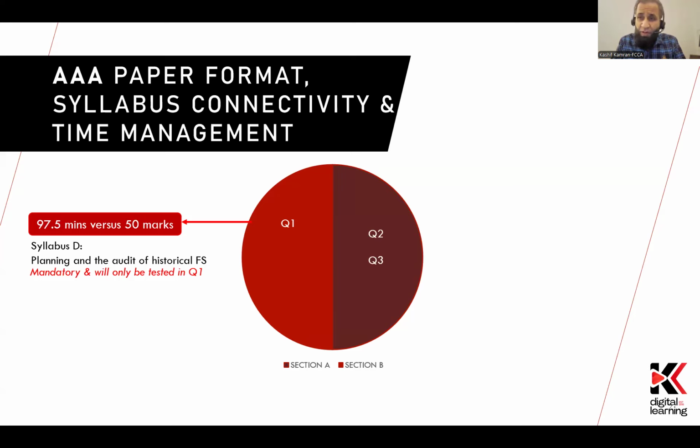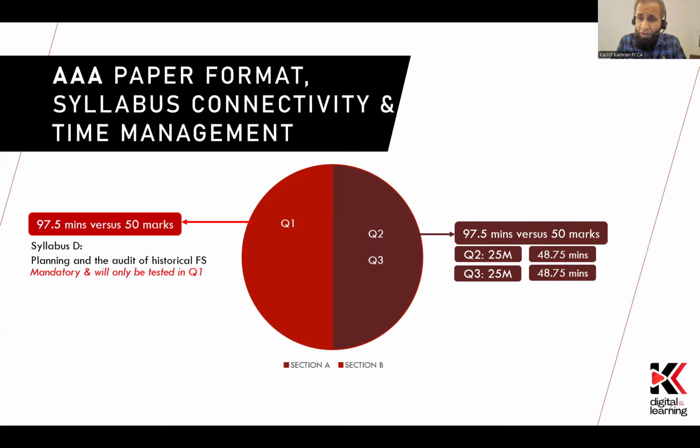Question 2 and question 3 in section B, each of 25 marks. You have another 97.5 minutes for section B because you have a total of 50 marks, just like section A. Now you have two questions, question 2 and question 3. So you will divide the 97.5 minutes into question 2 and question 3. And this is how it should look. For question 2, for 25 marks, you will have 48.75 minutes. And for question 3, for another 25 marks, you will have another 48.75 minutes to wrap it up. Again, within the 48.75 minutes, 1/4 is to read and plan, 3/4 is to write.